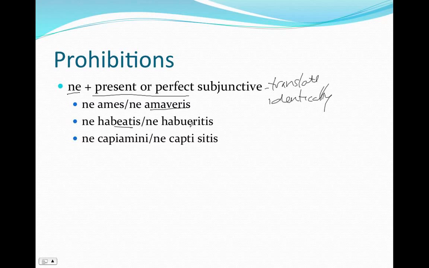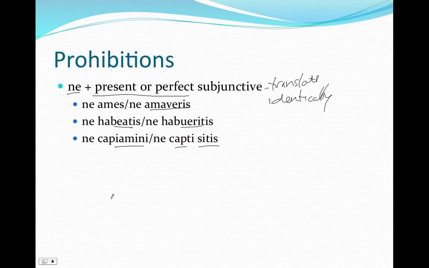Or habueritis, right? Here's the perfect subjunctive, ne habueritis, don't have. Or the same thing would work with the passive, ne capiamini, present passive subjunctive. Don't be seized. Or we could use the perfect. Ne capti sitis. Don't be seized. Don't be captured. Perfect subjunctive. Remember, the perfect subjunctive in the passive needs two parts.